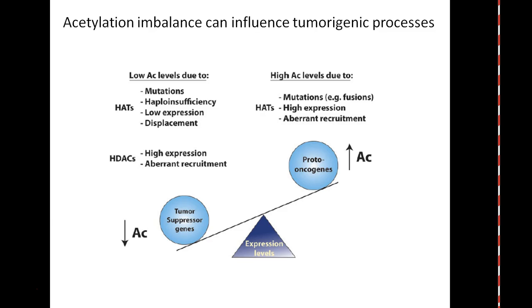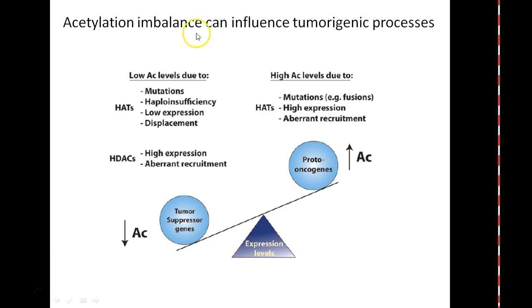And in this context, acetylation imbalance can influence transformation of normal cells to cancer cells. You may know that in our healthy cells, there are two main categories of genes that protect our cells from cancer formation, and those are called tumor suppressor genes and proto-oncogenes. And both categories of genes have to be expressed in normal cells at specific levels.